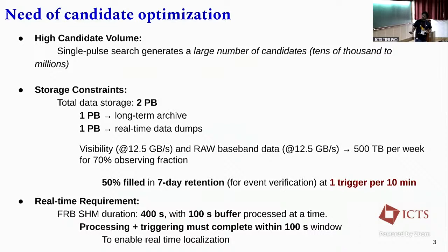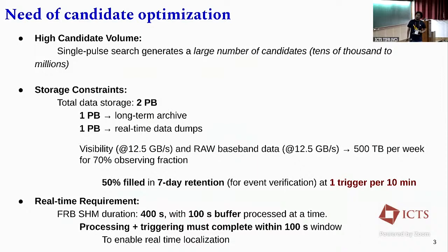You can see the rates here, they are quite high: 12.5 GB per second for visibility and also 12.5 GB per second for the raw baseband data. So together it is 25 GB per second, that is the rate of the data. And for every trigger, we will be storing about 30 seconds of the data.